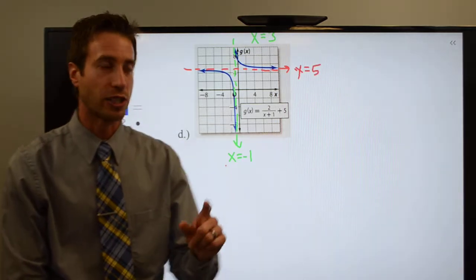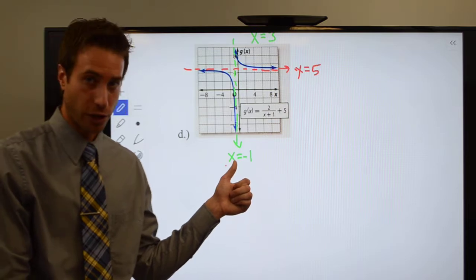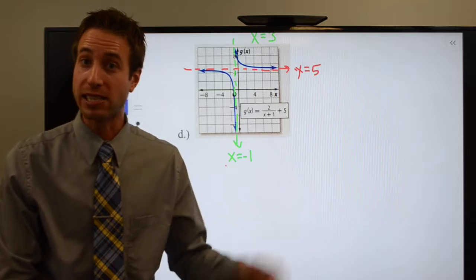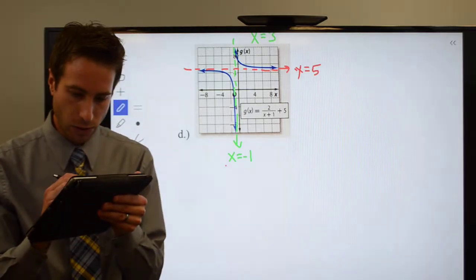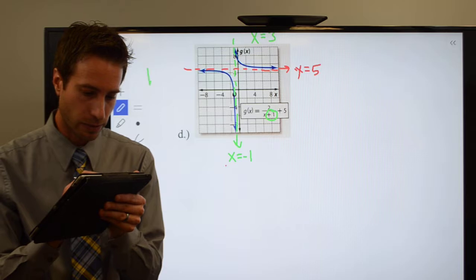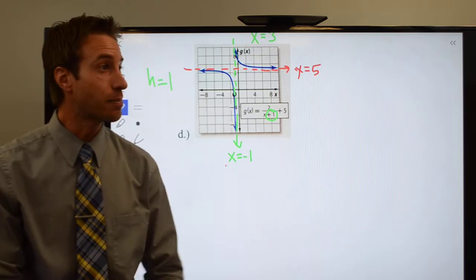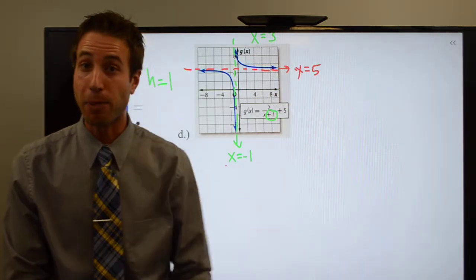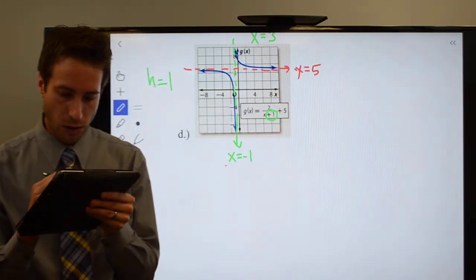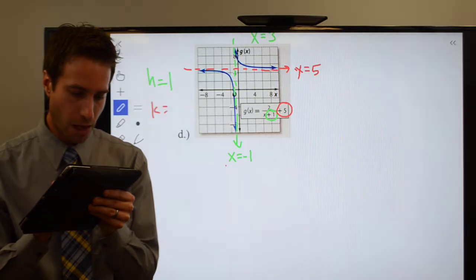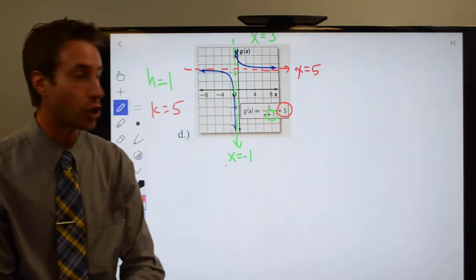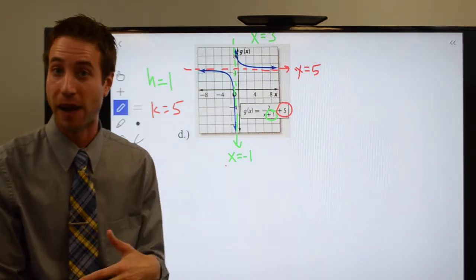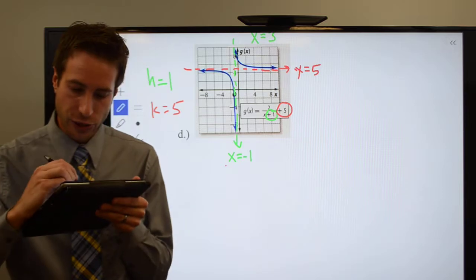Let's check this. All right, so if I have a vertical asymptote at negative 1, maybe I have a positive 1 in my function. Look at that. I do. And since my horizontal asymptote is at a positive 5, maybe I have a positive 5 in my function. I do. All right, so at this point, I'm feeling really good about this. I'm pretty sure I know now where my h is, and I'm pretty sure I know where to find my k. Domain and range.